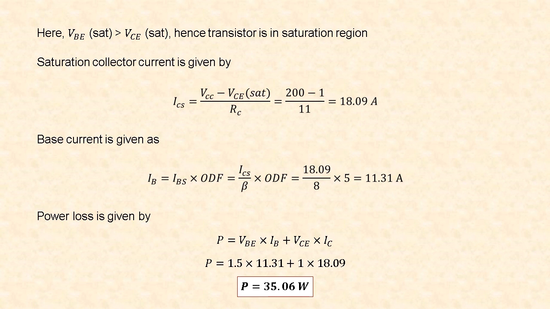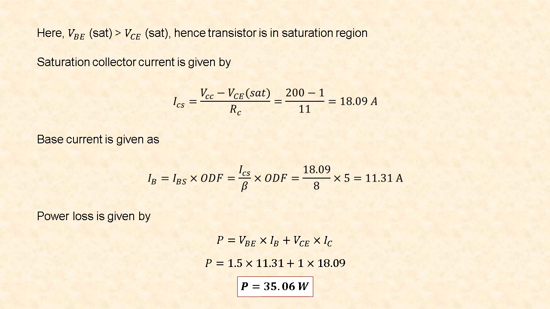In this question, VBE saturation is equal to 1.5 volt and VCE saturation is equal to 1 volt. So, VBE saturation is greater than VCE saturation. Hence, the transistor is operating in saturation region. Now, the saturation collector current is given by the formula ICS is equal to VCC minus VCE saturation divided by RC. VCC they have given as 200 minus VCE saturation is equal to 1 volt divided by RC is equal to 11 ohm. So substituting we have ICS is equal to 18.09 amps.